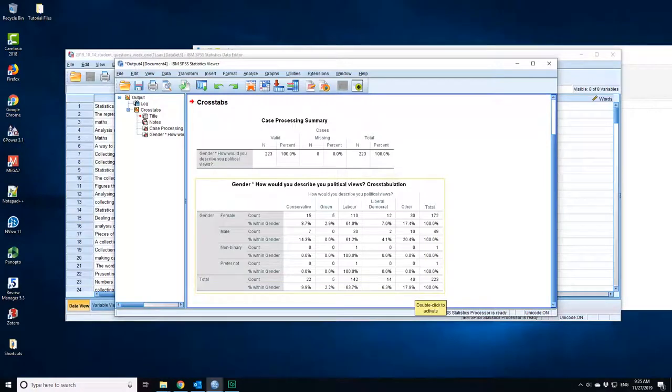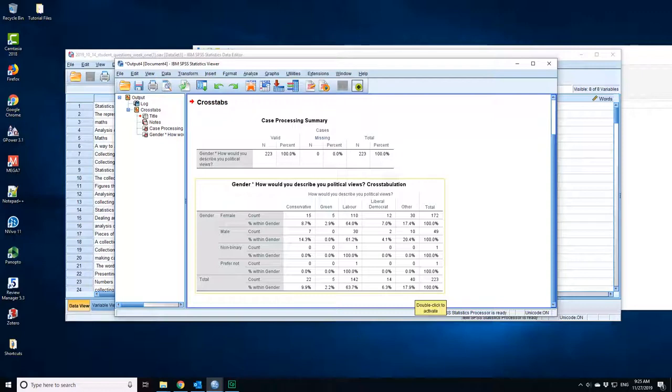This is a cross-tabulation. They can also be called contingency tables. So here you have female: 15 are conservative, 5 are green, so it's 8.7% conservative. In male, there's 14.3% conservative. So this would suggest that you're twice as likely to be conservative if you're male compared to female. Greens, there are no males. Labour, 61% compared to 64%. That's not a very significant difference.